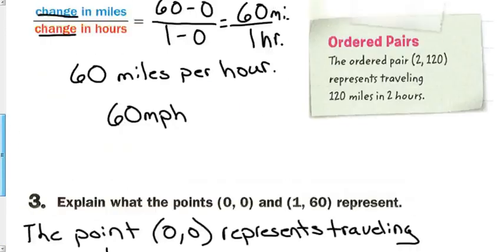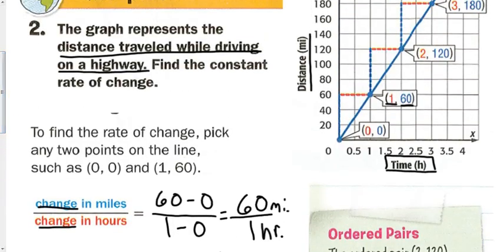So I want you to think about, what do the other points represent? What does (2, 120) mean, and what does (3, 180) mean? You don't have to write anything down, but think about it. What can you come up with?